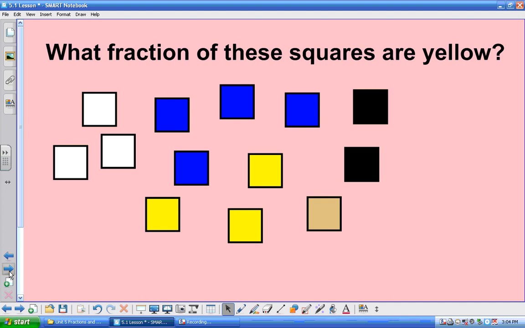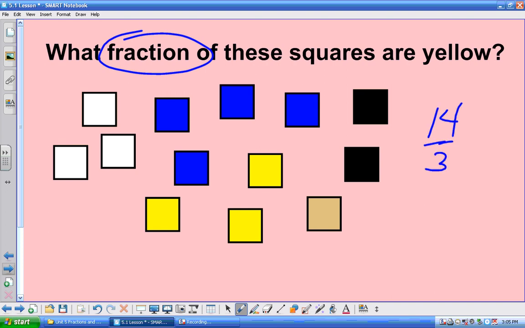All right, this one goes out to Cole. All right, Cole. What fraction of these squares are yellow? 3. No. What fraction? Key word. Fraction. 14 out of 3. 14 out of 3.